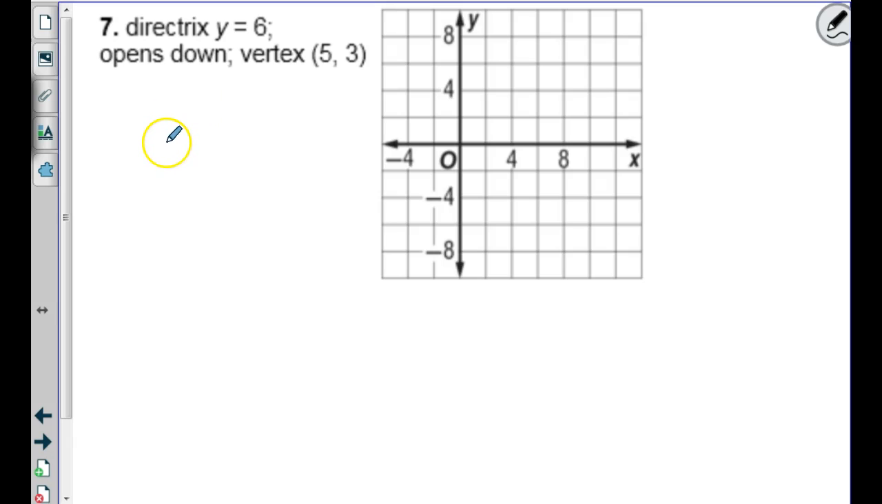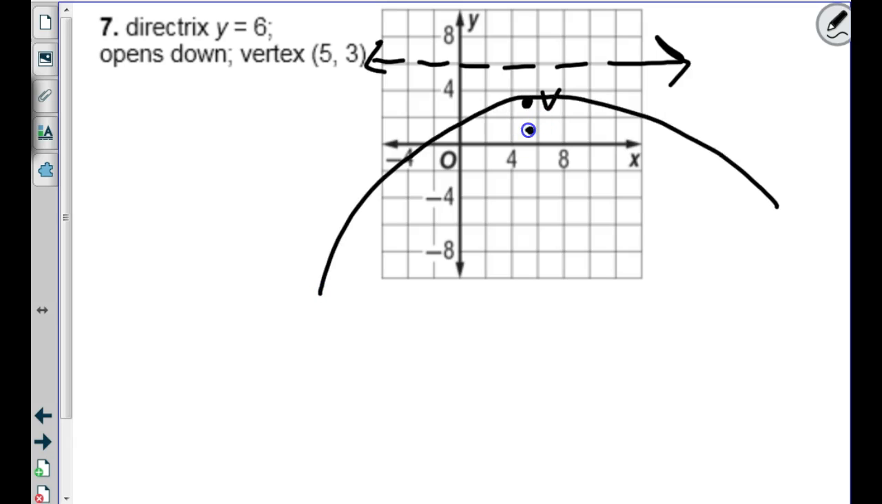Maybe we should figure out which way it opens. If this has a vertex at 5, 3, and the equation is y equals 6 for the directrix, this is the vertex, and that's the directrix. So which way is this opening? Somewhere in here is a focus, right? It's opening down. I don't care what it looks like. I'm trying to write the equation anyway, so it's probably not accurate.